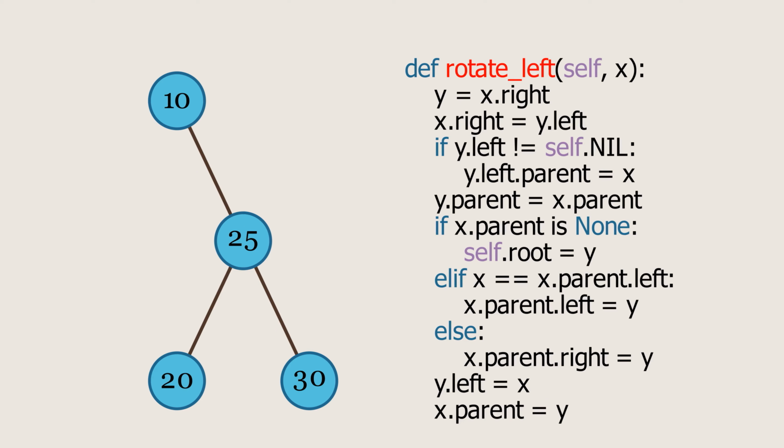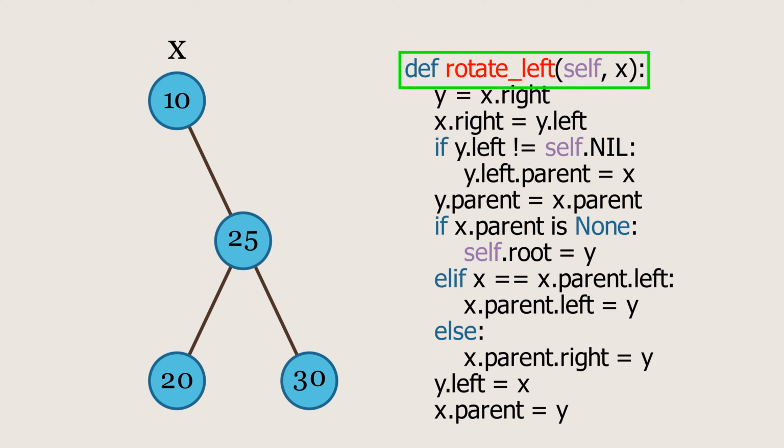The goal of a left rotation is to move the right child of a node up, making the node itself the left child of its previous right child. We will begin by defining the rotate left method, which takes a node as input, representing the node on which the rotation will be performed.